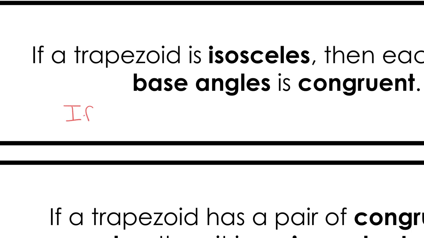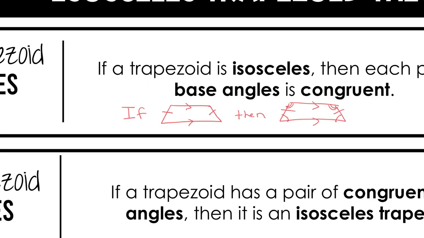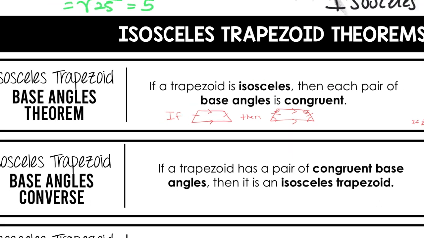The theorem says if you have a trapezoid where the two legs are congruent, then the base angles are congruent, the ones on the bottom and the ones on the top. Okay, but you only have to know one in order to be able to figure out the other.